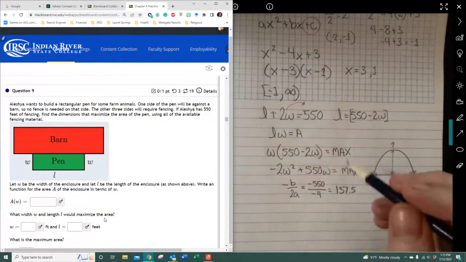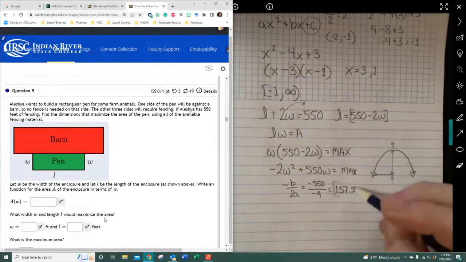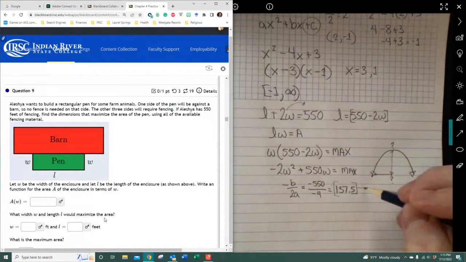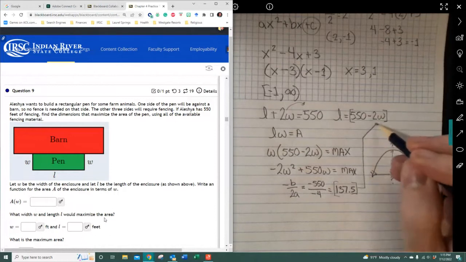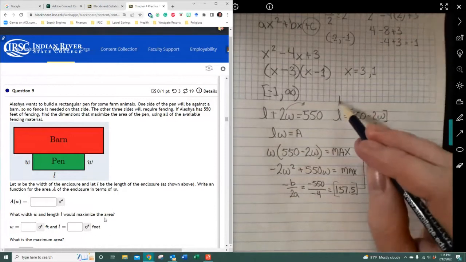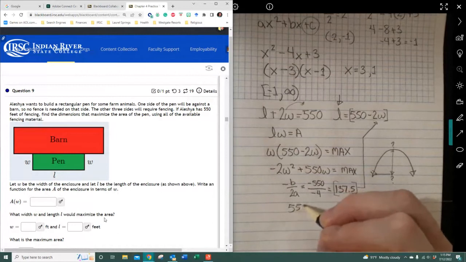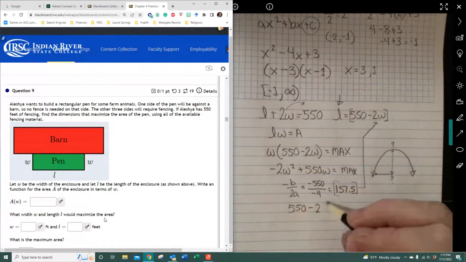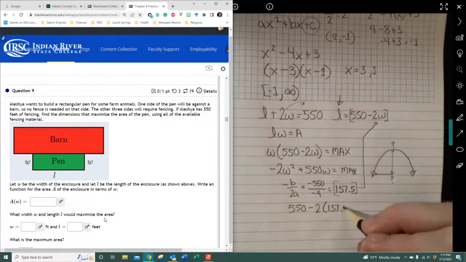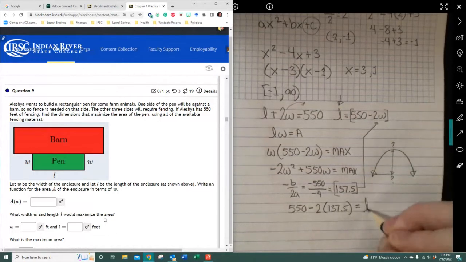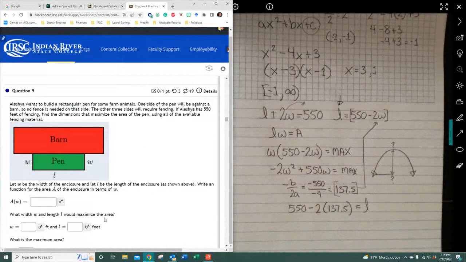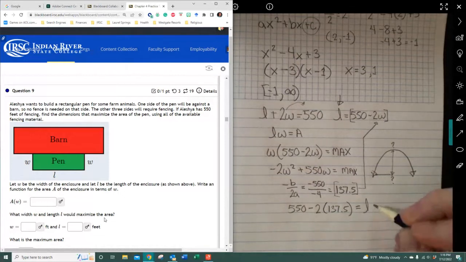Now what we're going to do is, because that's the maximum value, we're going to reinsert that into here to find out the length. That's how we're going to determine that. So you can just use your calculator, but it's going to be 550 minus 2 times 137.5. And that's going to give us our L. So I'll just punch it in a calculator: 550 minus 2 times 137.5, and we'll get 275.